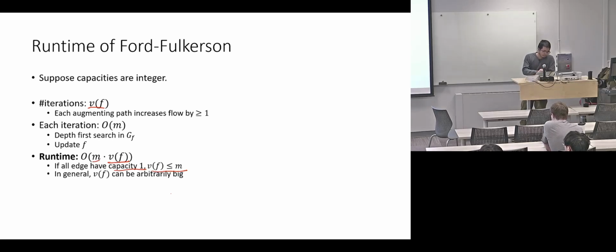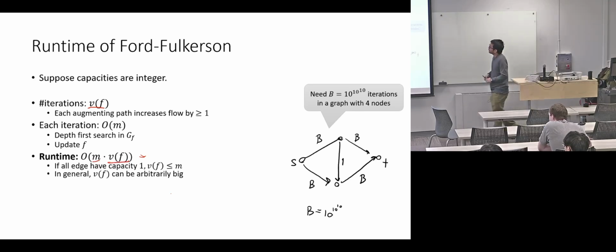But so this is going to be polynomial time if the capacity is 1. But in general, this can be big. For example, if you have this graph, a graph with 4 nodes, let's say this capacity B is huge.